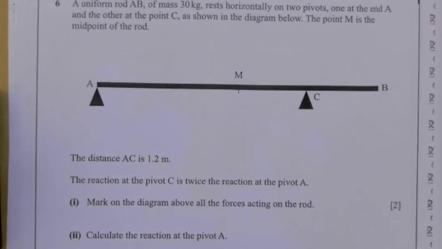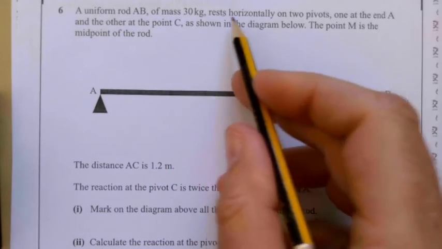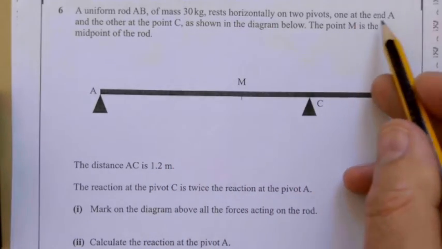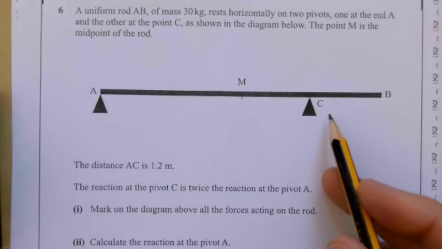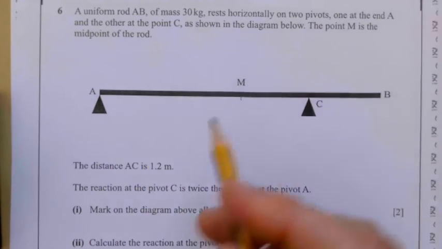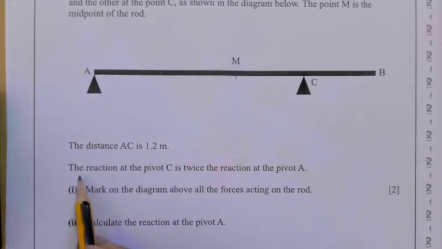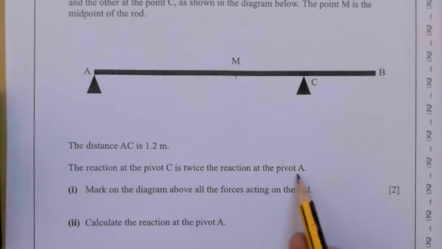Question 6. A uniform rod AB of mass 30 kilograms rests horizontally on two pivots, one at A and the other at the point C, as shown in the diagram below. The point M is the midpoint of the rod. The distance AC is 1.2. The reaction at pivot C is twice the reaction at pivot A. Mark on the diagram all the forces acting on the rod.